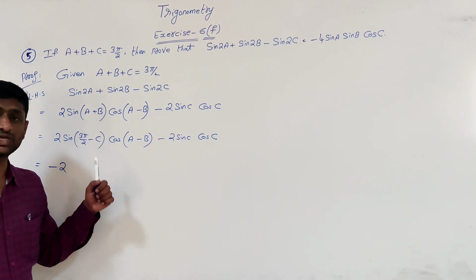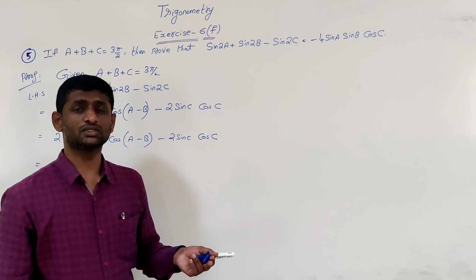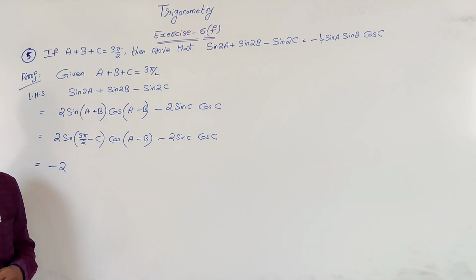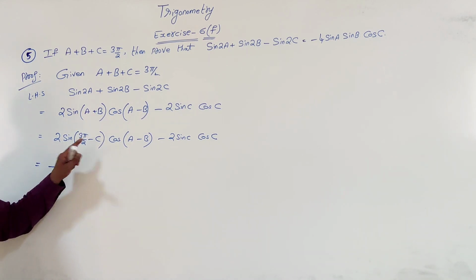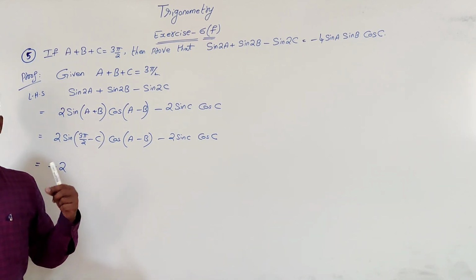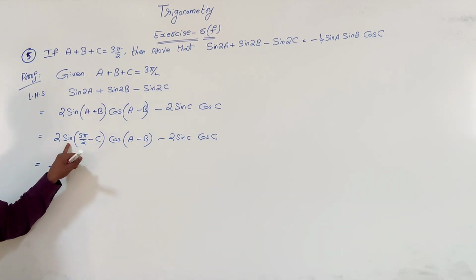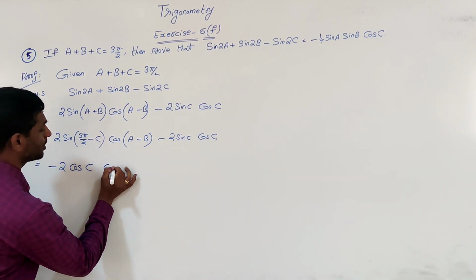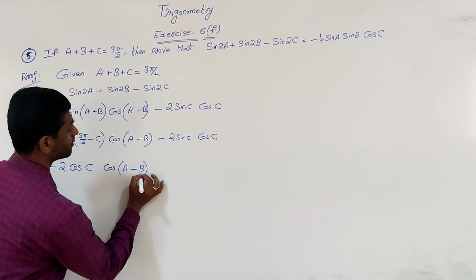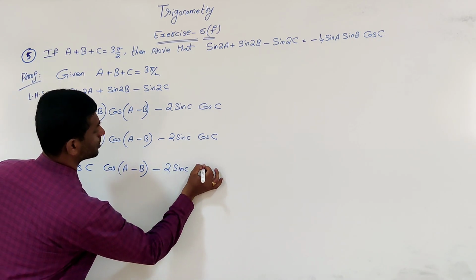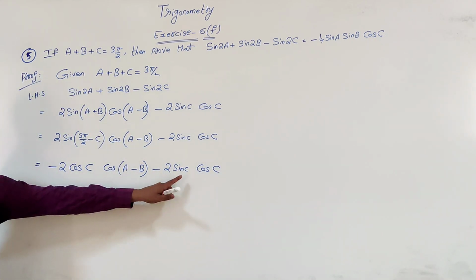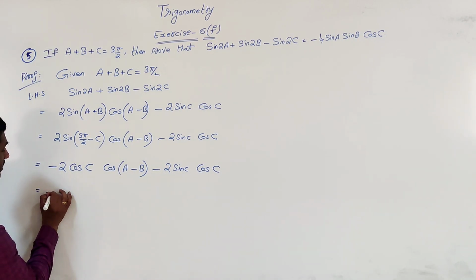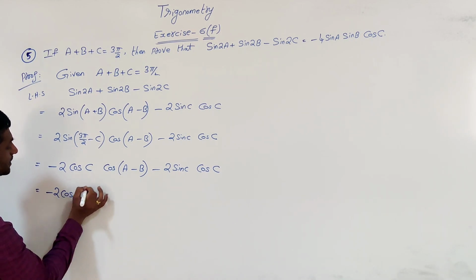And we have to check whether the trigonometric ratio changes or does not change. That is based on whether it is an even multiple of 90 or an odd multiple of 90. As it is 3 times 90 degrees, the trigonometric ratio changes, from sin to cos. So it will be cos C. Cos(A − B) − 2 sin C cos C. From these two terms, minus 2 is common as well as cos C, so we can take minus 2 cos C out as a common term.